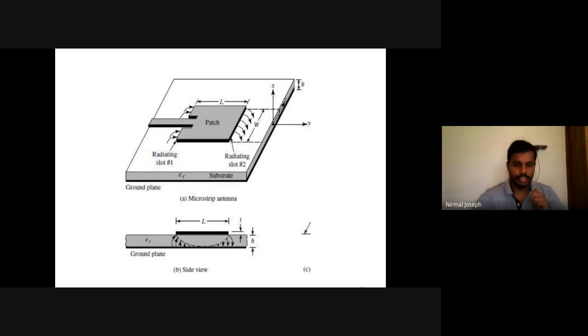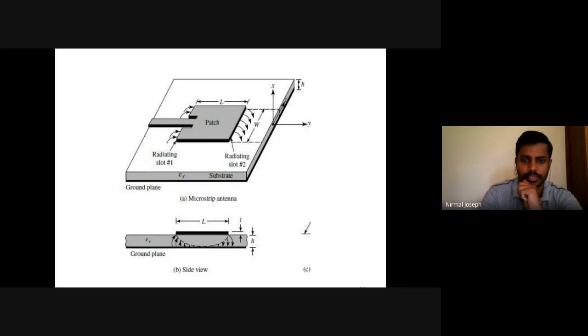So this is the patch. One substrate will be there. These things you will be familiar with from VLSI, since you have already studied substrates. This is a dielectric substrate, with epsilon r shown here, and it has a small height h. Here we are photo etching our patch, and the feed line will be here.